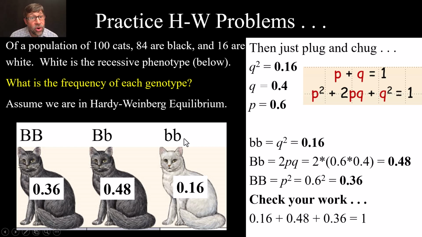How do I check my work? Remember, only 3 genotypes, so they should sum to 1: 0.16, 0.48, 0.36. If I get 1.00001 or 0.99999, I'm not worried about it because I know that's just rounding.